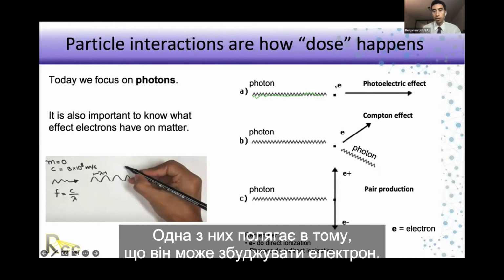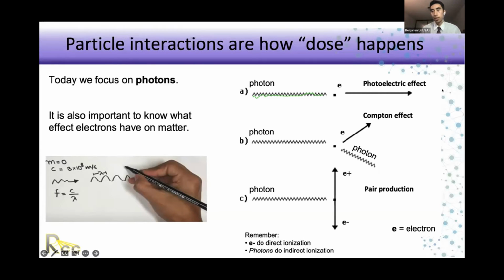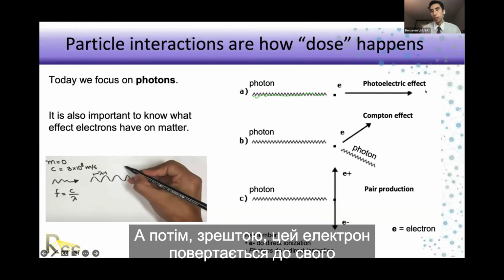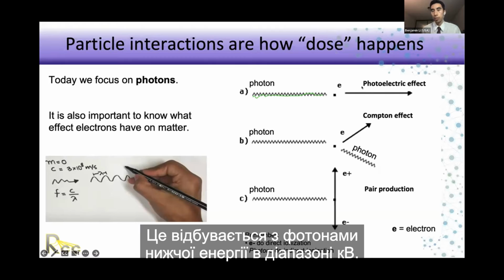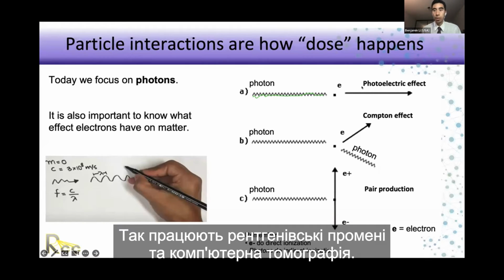One is it can excite an electron, and then eventually that electron returns to its normal state and emits a photon. This is called the photoelectric effect. This happens with lower energy photons in the keV range. This is how X-rays and CT scans work.